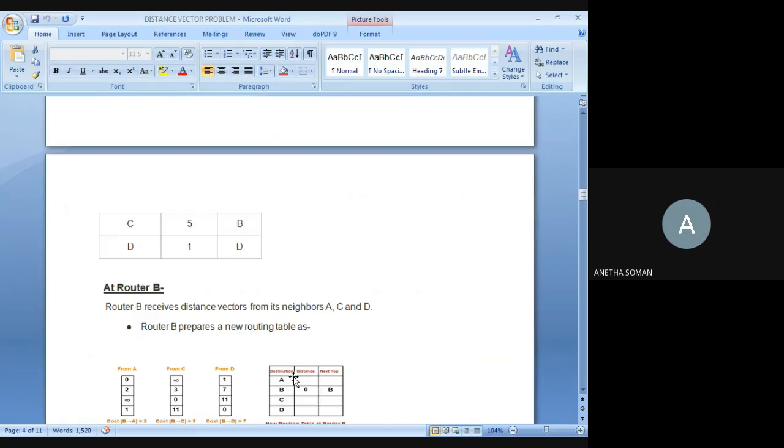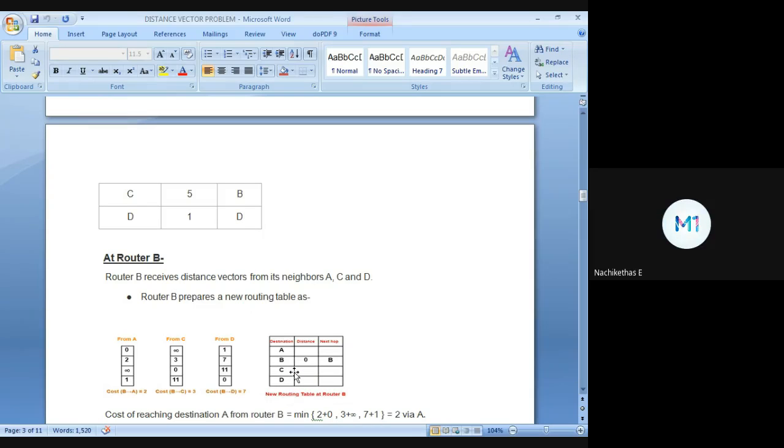Now, tell me, what is the first answer? What is the cost of reaching destination A from router B? It is 2 plus 0, then 3 plus infinity, then 7 plus 1. Now which is the minimum value you find? 2 is the minimum value. It is 2 via A, right?